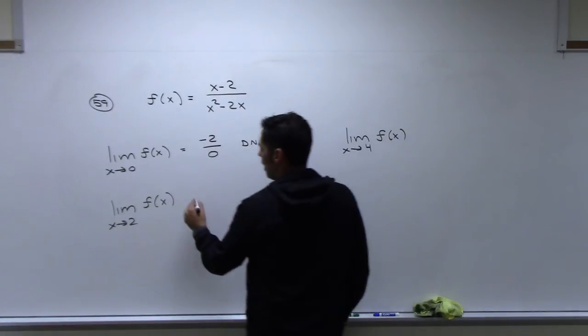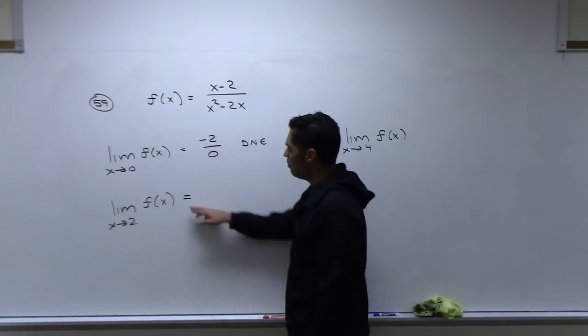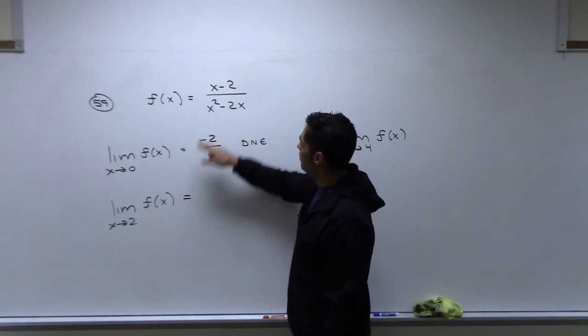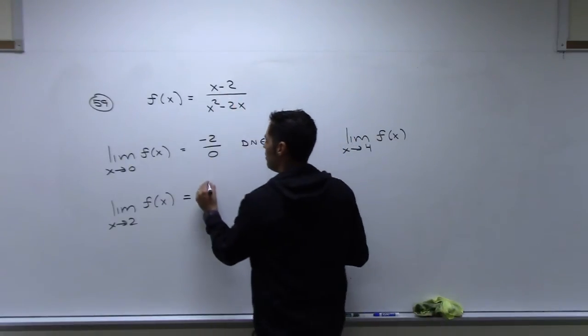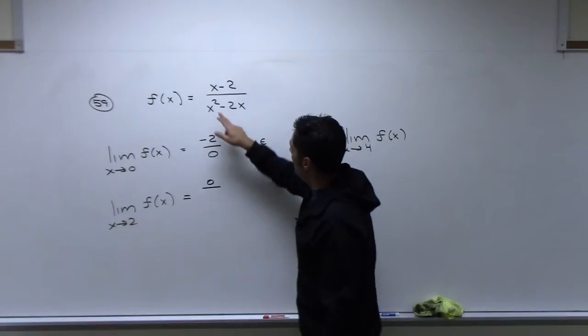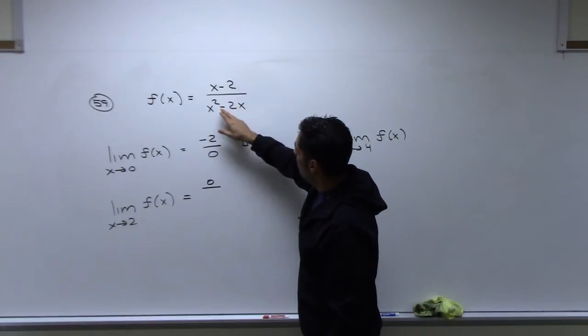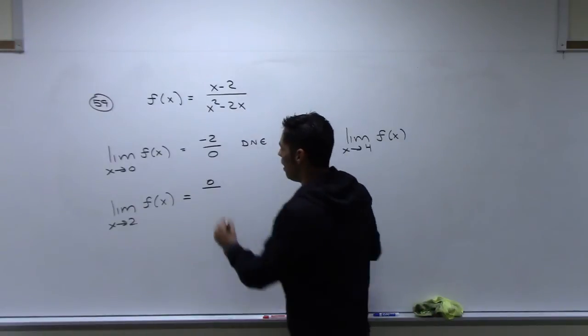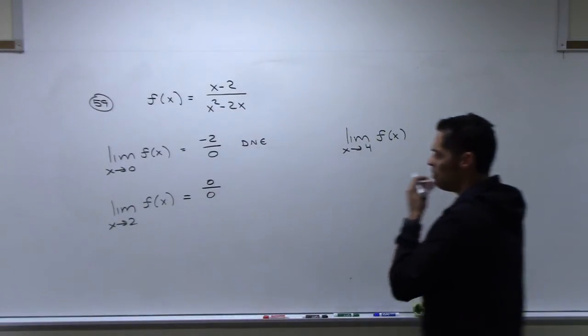Now let's try and plug in 2. So what happens if we plug in 2? Direct substitution. 2 minus 2 on top is 0. And then 2 squared is 4. Minus 2 times 2 is 4. So we're getting 4 minus 4, that's 0 on the bottom. Okay, we've got finally the bad situation here.